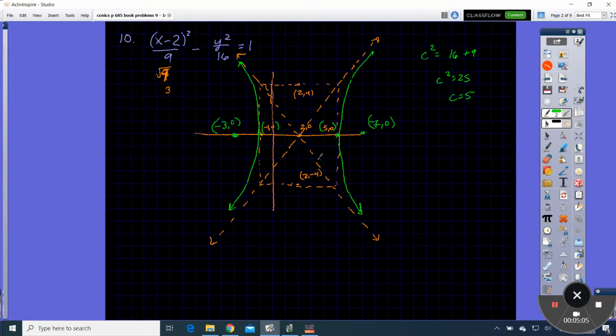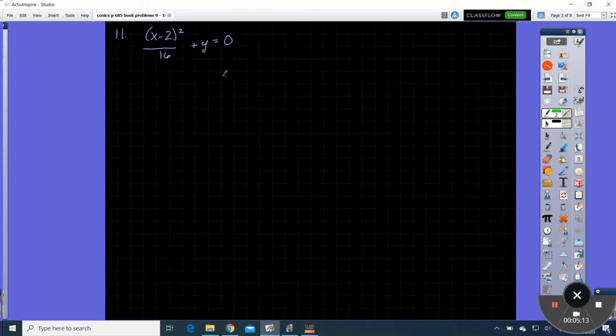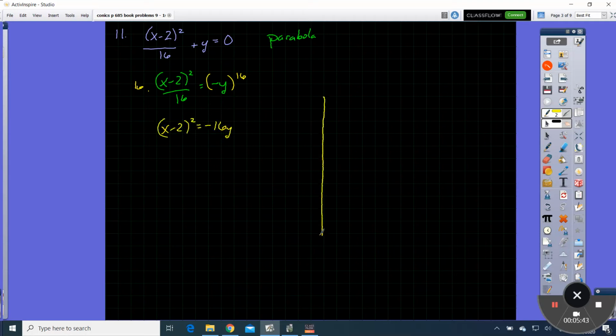Okay, so number 11, because there's one of them that's squared and the other is not squared, I know that this is a parabola. So I'm going to get the squared stuff alone. So I minus the y over to here. And then I'm going to get rid of that divide by 16. So I multiply everything by 16. So now what I have is x minus 2 squared equals negative 16y. So I'm to the point now where I can graph everything.